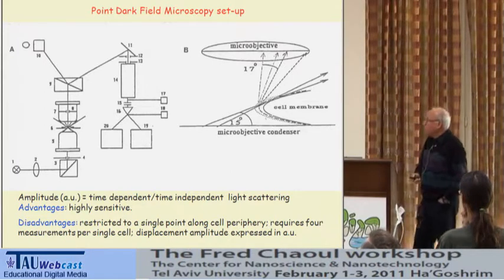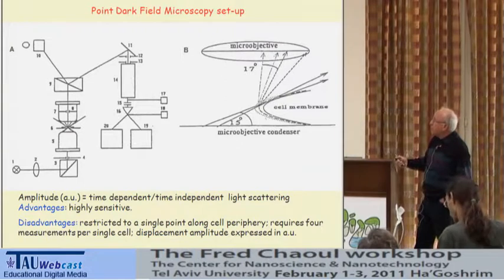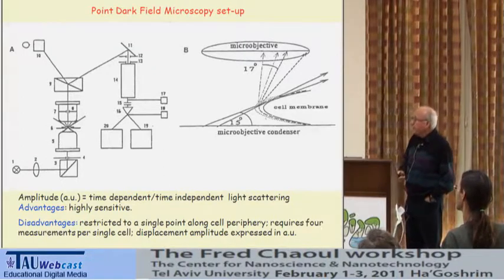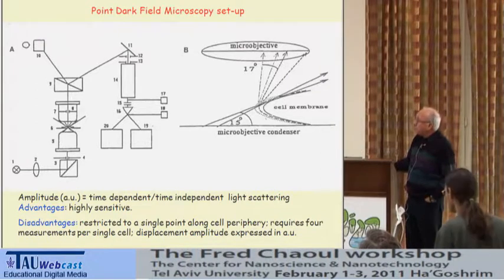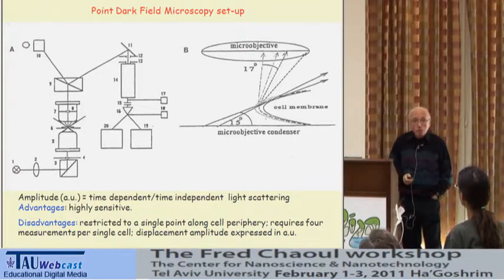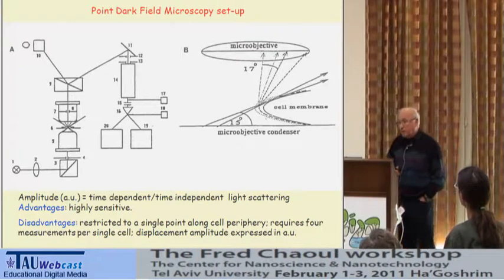There are some advantages of this methodology. The biggest advantage is that it's very sensitive, even more than the more modern ones. However, it's restricted in that at every measurement we can measure only from a single point here. This is a pinhole that is, let's say, 50 microns by 50 microns, and it's being transmitted here to a 100x objective. So the light of illumination here is around 0.5 micron by 0.5 micron. So it's a very small area from which we measure light scattering.